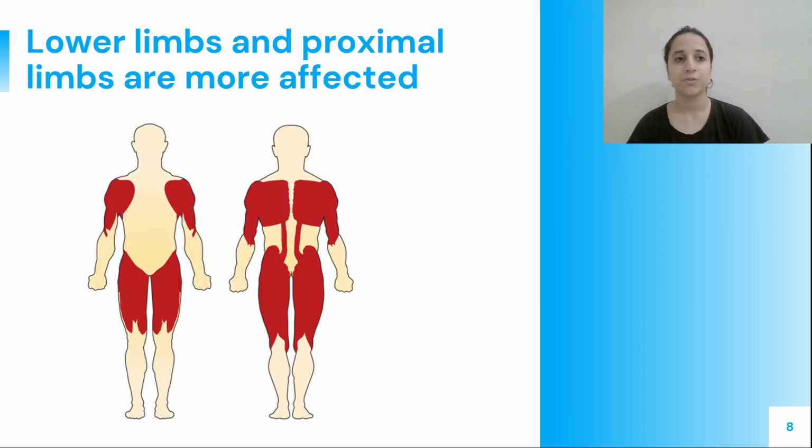It is also important to note that the lower limbs and the proximal limbs, which are the limbs closer to the center of the body, such as hips and shoulders, are more affected.